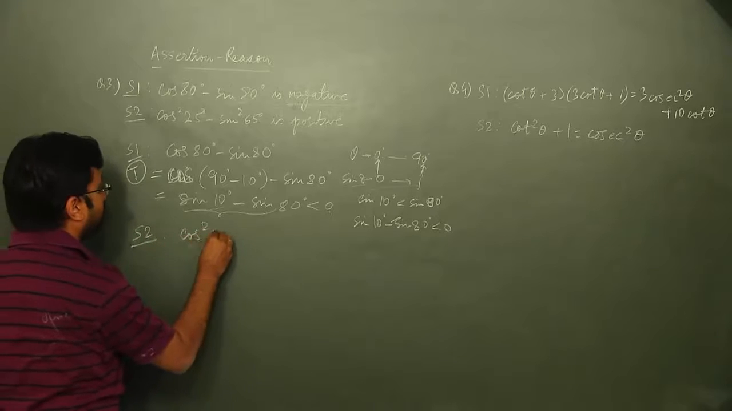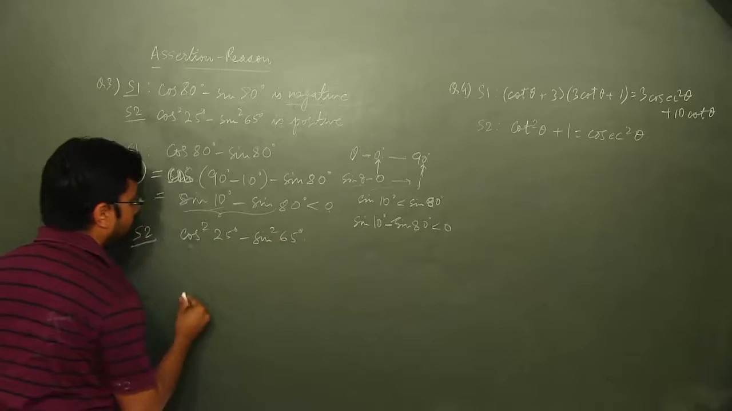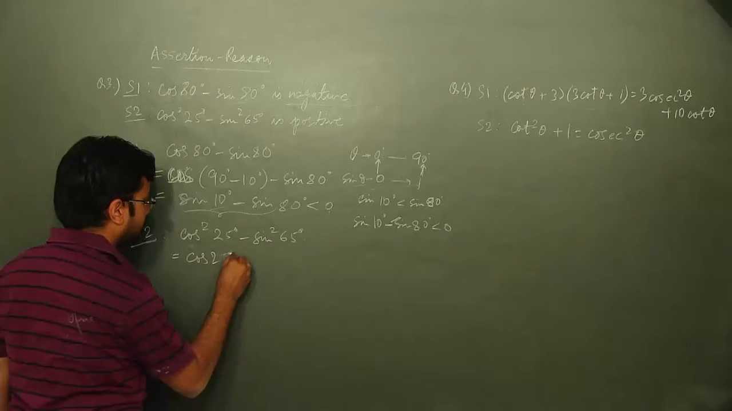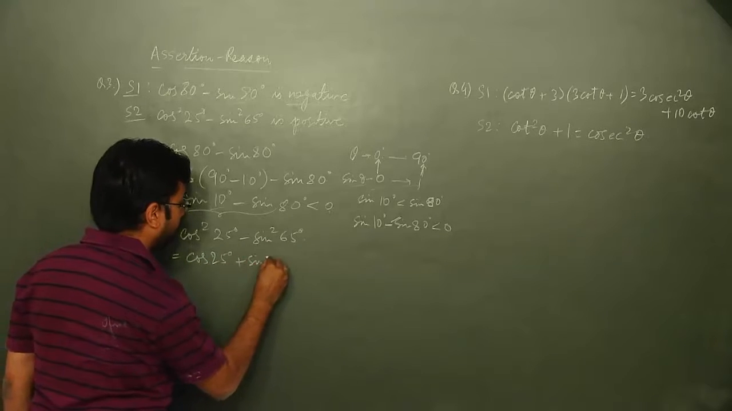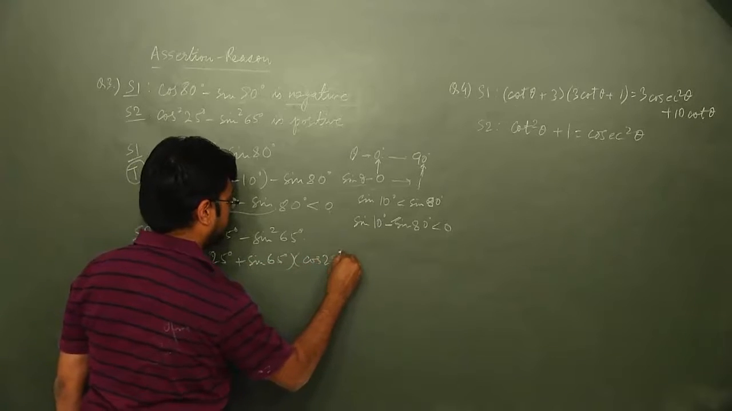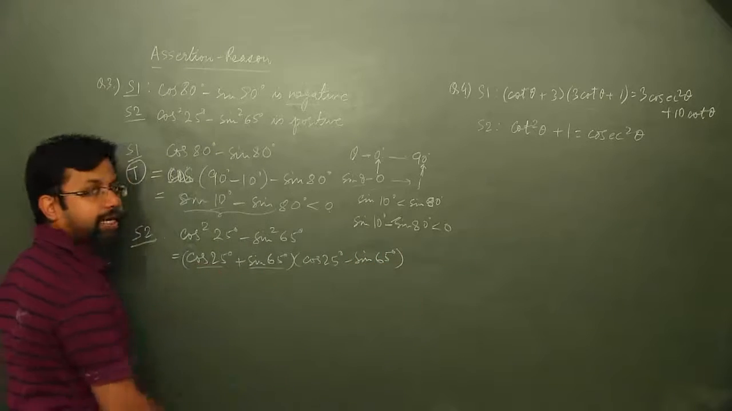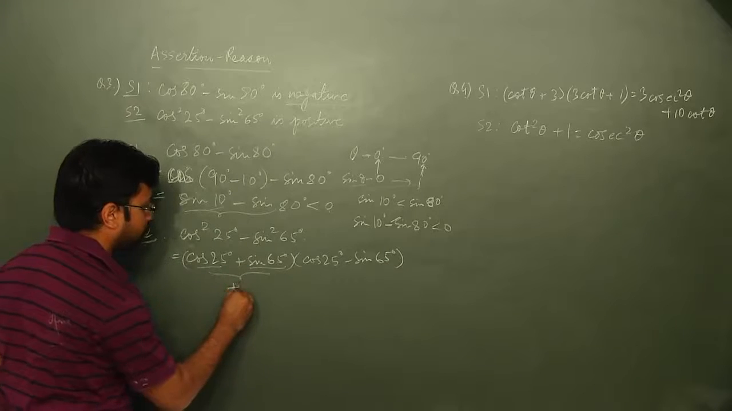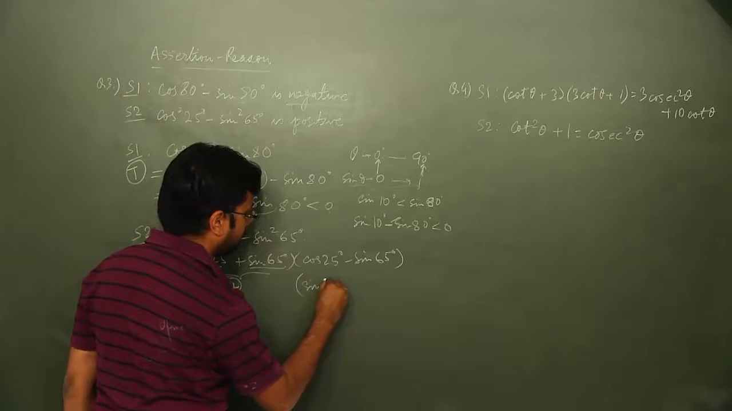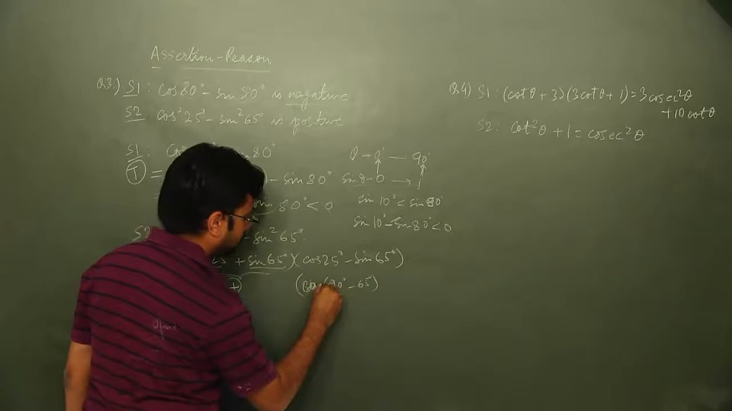Statement 2 says cos square 25 degrees minus sine square 65 degrees. We do not know what the square value would be. So we can first convert it into the form (a plus b) into (a minus b). Now both cos and sine are positive, so their sum is obviously going to be a positive number. What about the other factor?